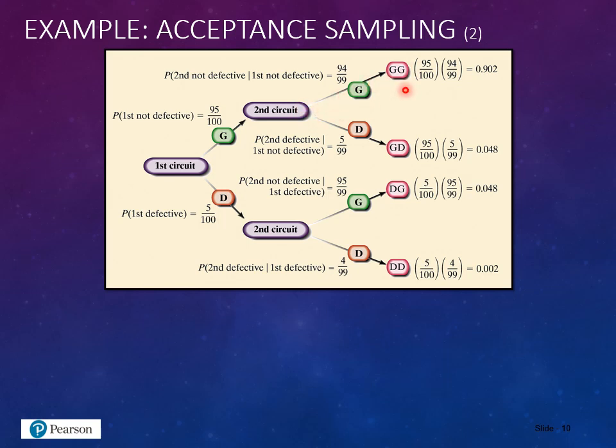And so the probability that both are good is 95 out of 100, the first probability, times the second probability. Okay, 0.902.